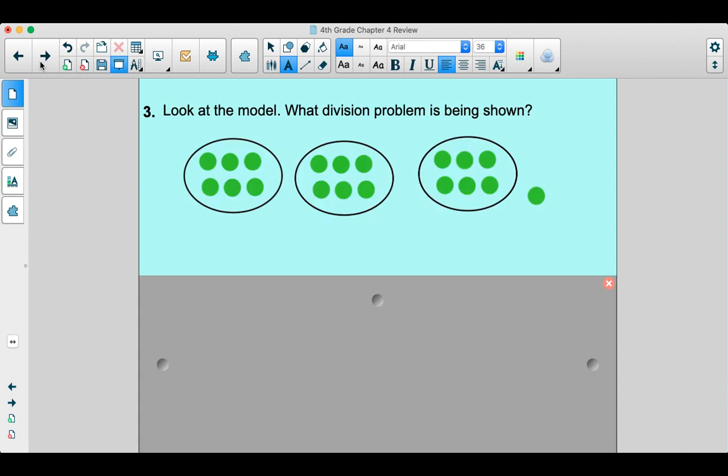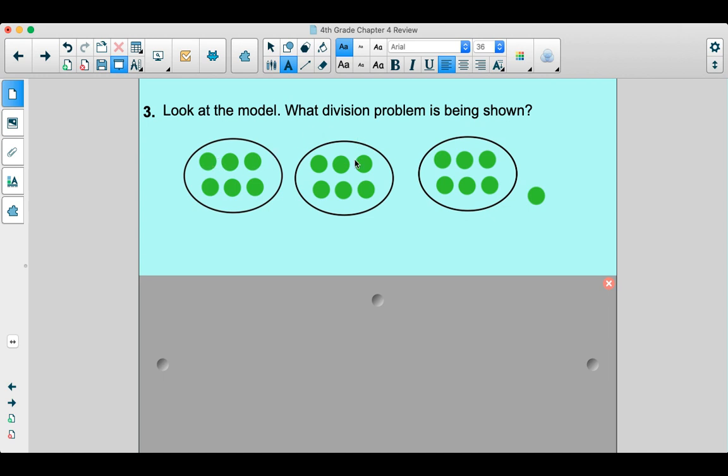Next one. Look at the model. What division problem is being shown? All right, you know I love a good model. Modeling with mathematics is hugely important. So let's think about this. What do you notice here? You probably notice that we've got 3 groups. So our divisor is going to be 3.